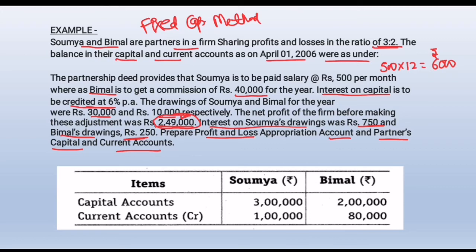The items given to us are Soumya's capital and Bimal's capital account. The capital balance of Soumya is 3 lakh, Bimal's is 2 lakh. From this we can calculate interest on capital at the rate of 6% per annum. If we calculate it, 3 lakhs at 6% will be 18,000 as interest on capital. And Bimal's interest on capital is 2 lakhs at 6%, that is 12,000. So this is the interest on capital for both the partners.